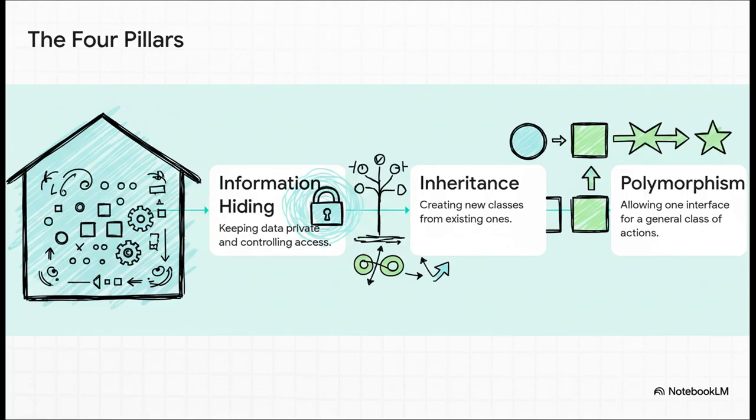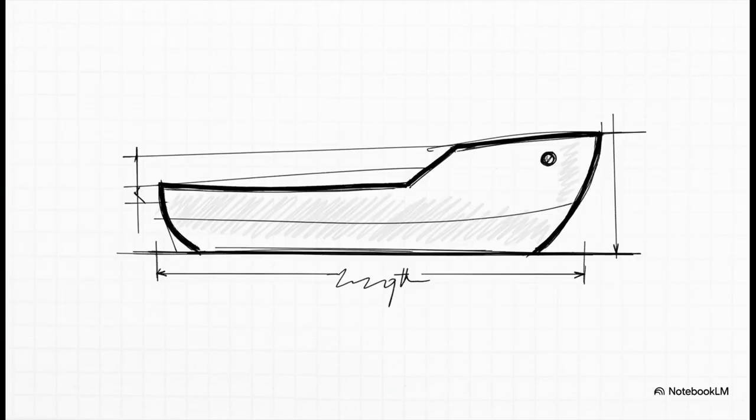This one sounds tricky, but it just means different kinds of houses can respond to the same command in their own way. Now, those last two, inheritance and polymorphism, that's where things get really, really interesting. So let's zoom in on them. All right, let's tackle inheritance. To make this clear, let's switch from houses to boats for a minute.